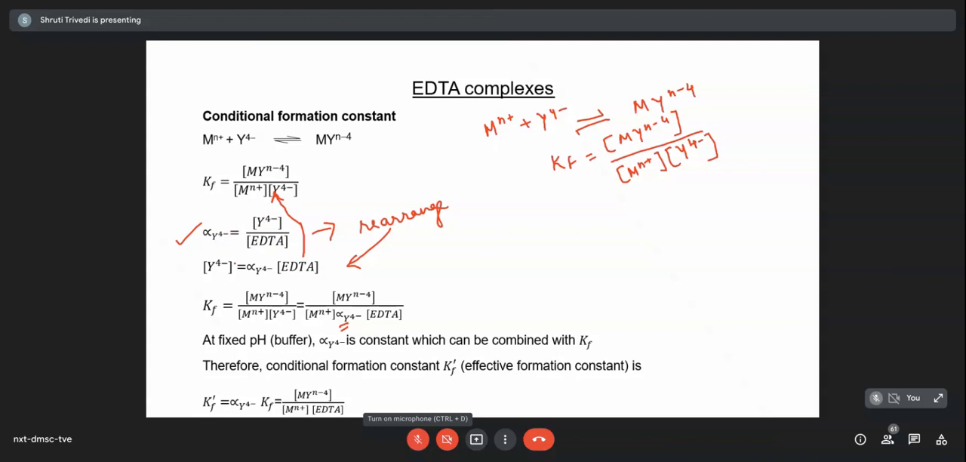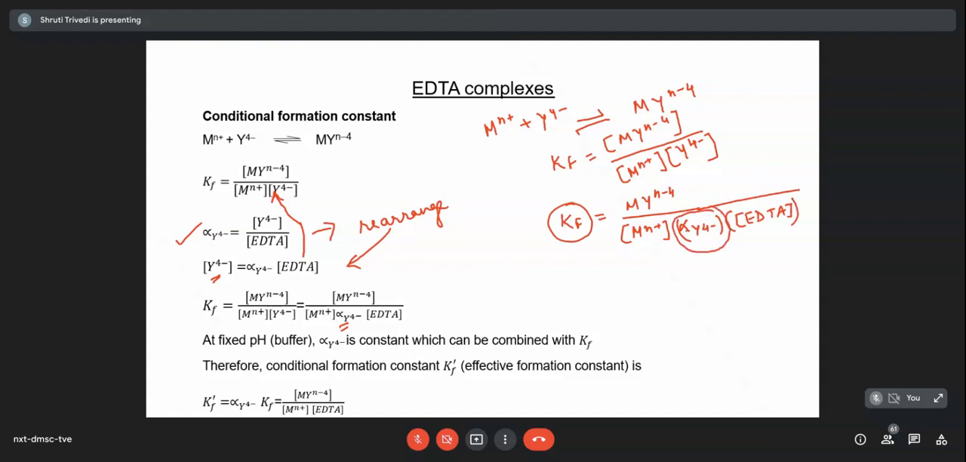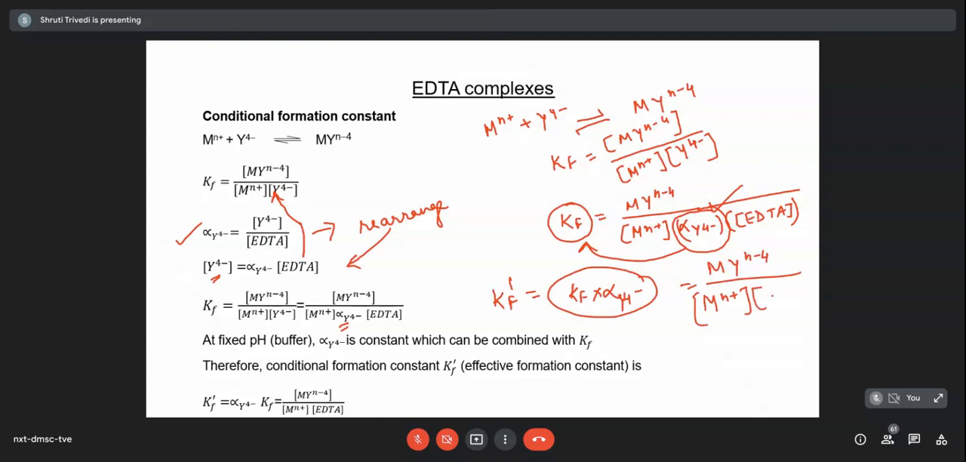So here I have rearranged this equation. Now you have the value of Y4-. So I'm going to substitute over here. So you have MYn-4 divided by Mn+ into alpha Y4- multiplied by the concentration of EDTA. What I am going to do, since we are going to keep the pH of the solution constant by adding a buffer, we know this value. If we fix the pH, we will know the alpha value. So I am going to move this to here. So KF multiplied by alpha Y4-, this whole term, let this be KF dash. And this is now equal to MYn-4 divided by Mn+ into EDTA.